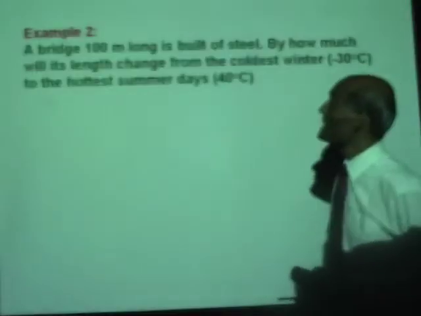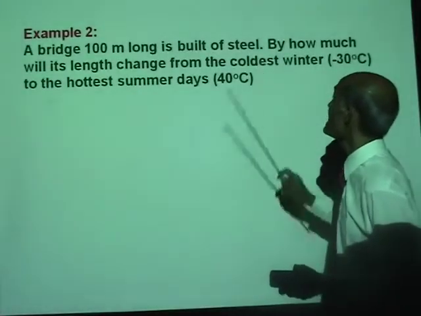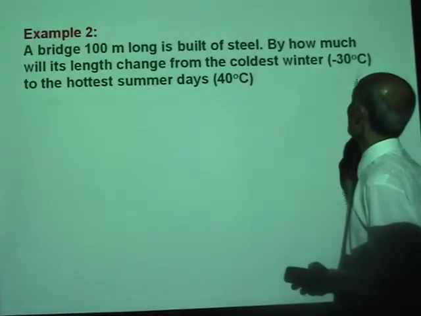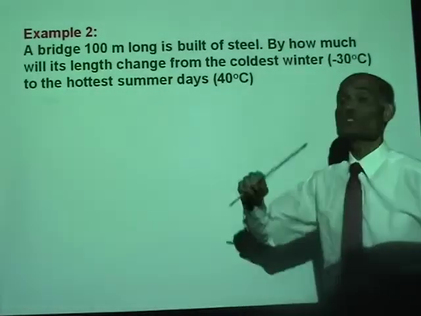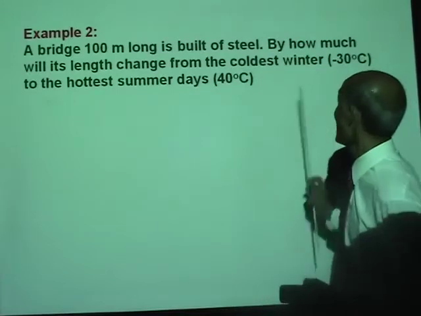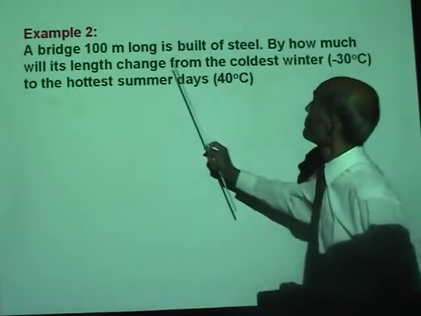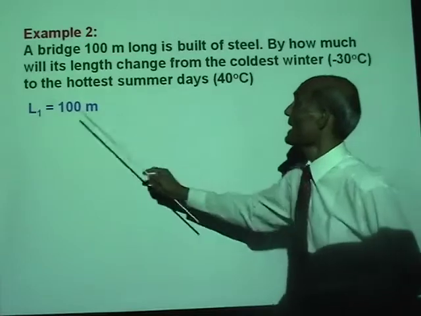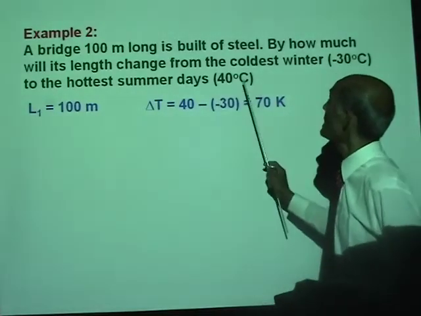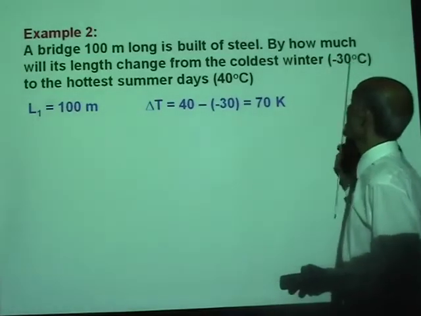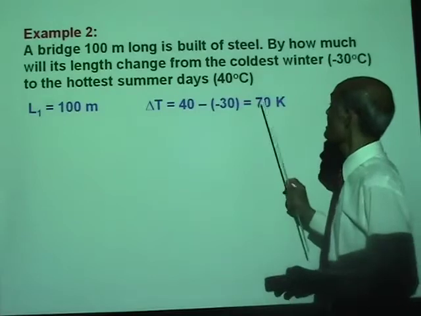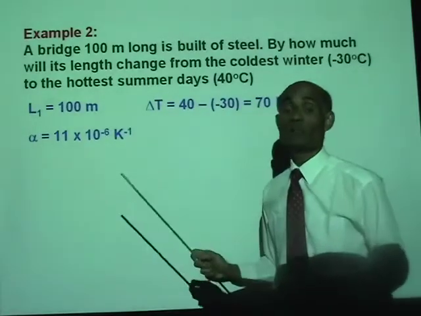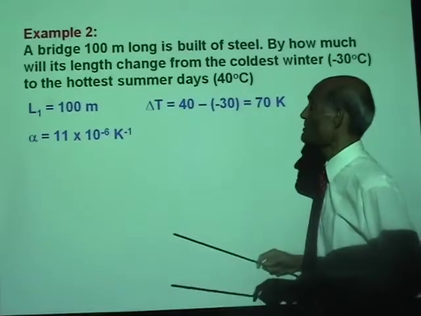Another one. A bridge 100 meter long is built of steel. By how much will its length change from the coldest winter of negative 30 degrees Celsius to the hottest summer days of 40 degrees Celsius? Well, we have delta T, the change in temperature. We have the initial length. We need to find the change in length, right? L1 equal to 100 meter. Delta T is the final temperature minus the initial temperature. 40 minus negative 30, that is 70 Kelvin. Alpha for steel, I haven't given it to you here, but we can use that anytime. That's the value for alpha.